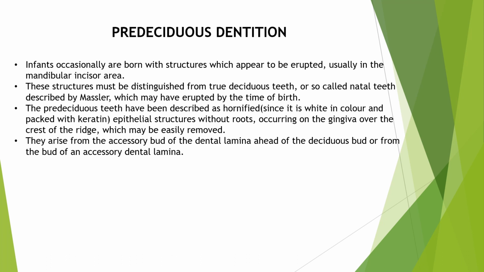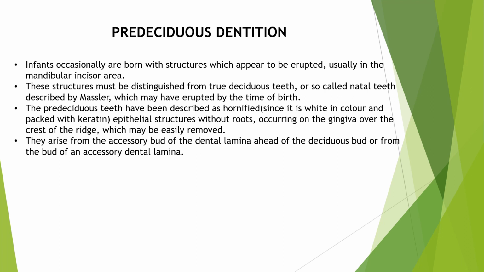Usually in infants, teeth start to erupt at 6 months of age. But some infants are born with teeth which are called natal teeth. These are different from pre-deciduous teeth. The pre-deciduous teeth have been described as hornified epithelial structures without roots, occurring on the gingiva over the crest of the ridge, which may be easily removed. These are described as hornified since they are white in color and packed with keratin. They arise from an accessory bud of dental lamina ahead of the deciduous bud or from the bud of an accessory dental lamina.